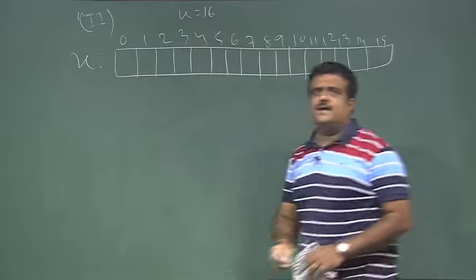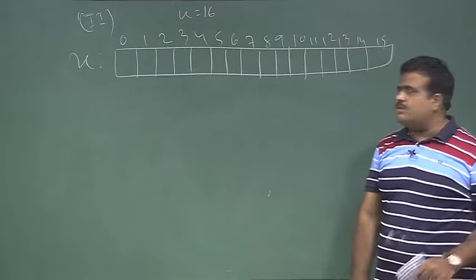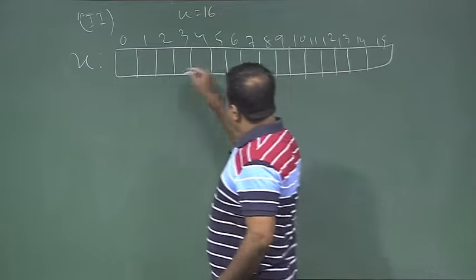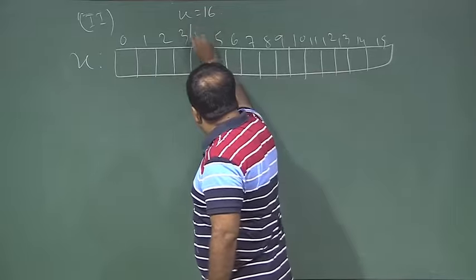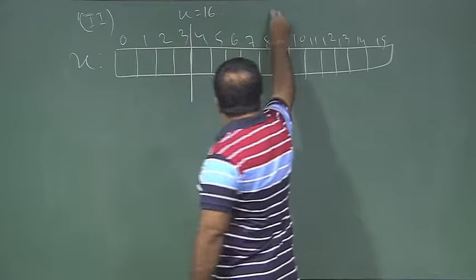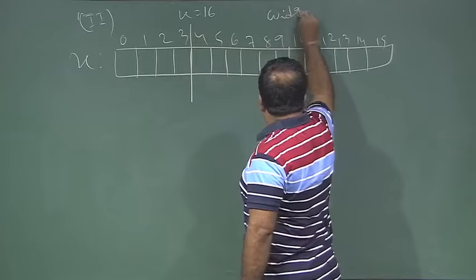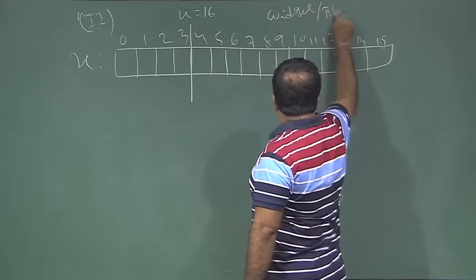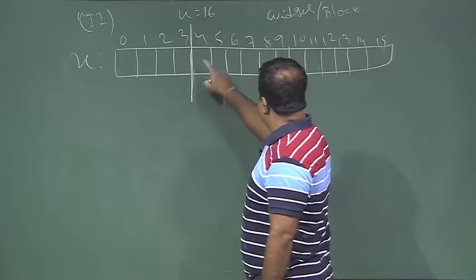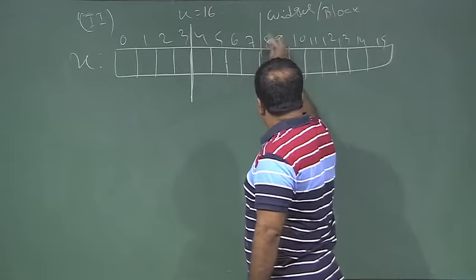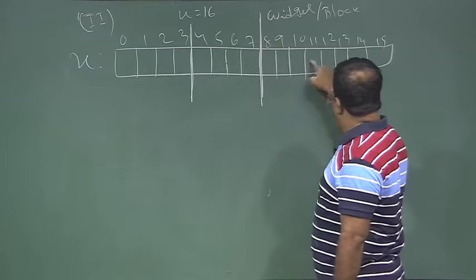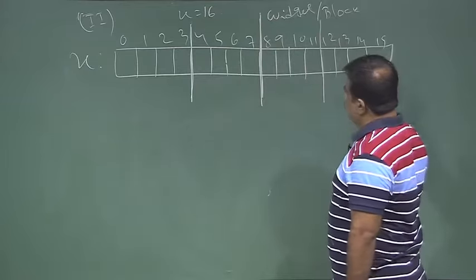So, we have an array. How can we break it into square root of u? Square root of u is 4. So, what we do? We just break it into 4 size blocks, also called widgets or blocks. This is the first block or 0th block, 1, 2, 3, 4. This is the next block, which is the 1th block, 1, 2, 3, 4. This is the next block, and the next block, like this.